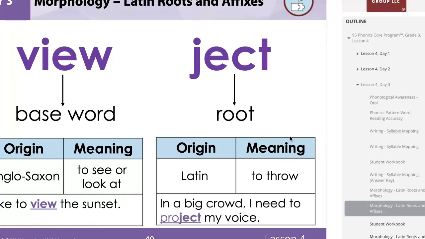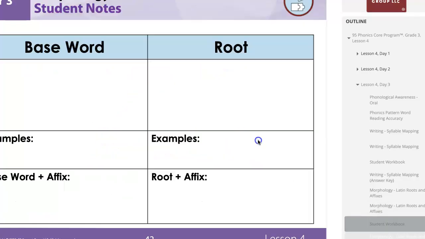It says, In a big crowd, I need to project my voice. Now, that means to throw your voice around, okay? I need to make my voice loud when I'm in a big crowd, okay?